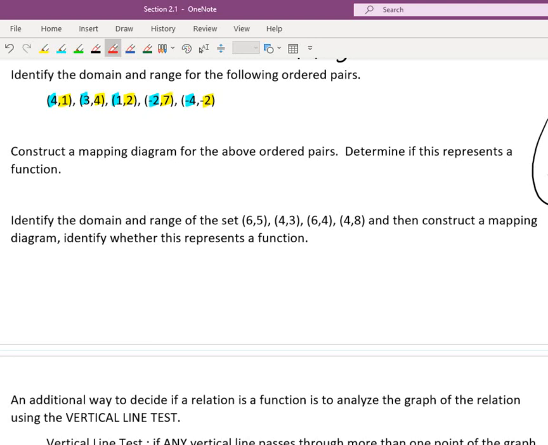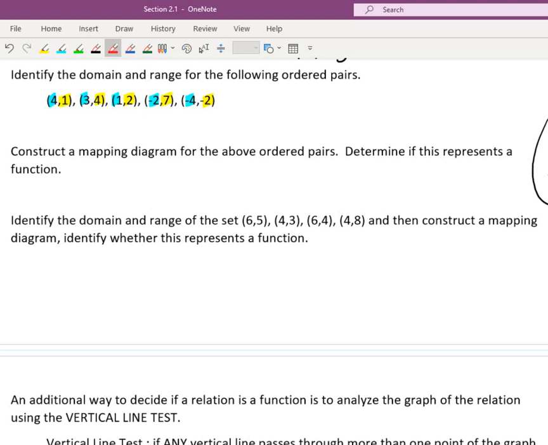Now, to determine whether it's a function or not, as long as every x value over here, or domain value, only has one arrow coming out of it, then it is going to be a function. But if I had 4 also going down here to negative 2, and it went to 1, then it would not be a function.